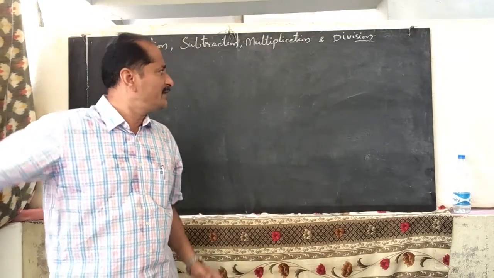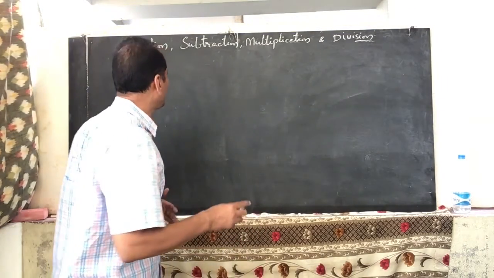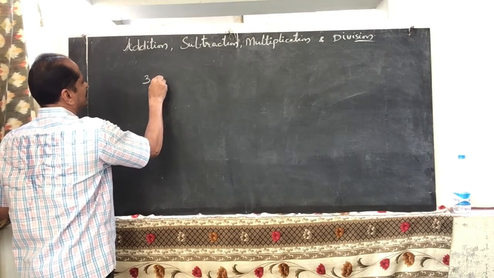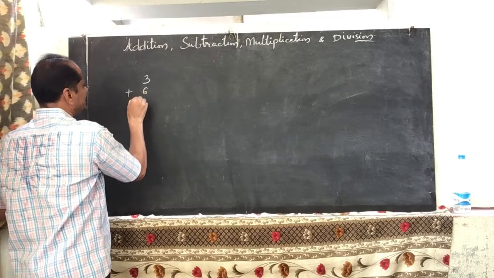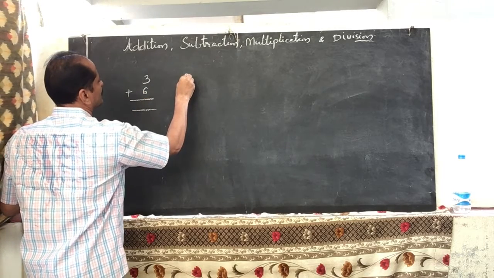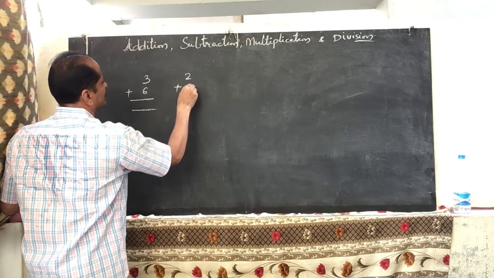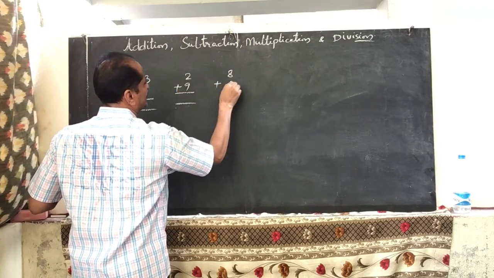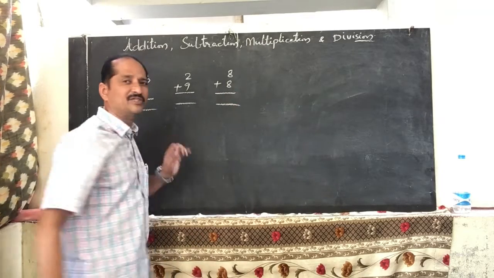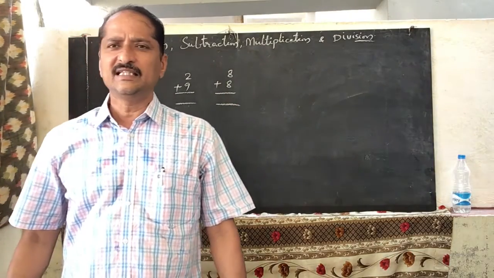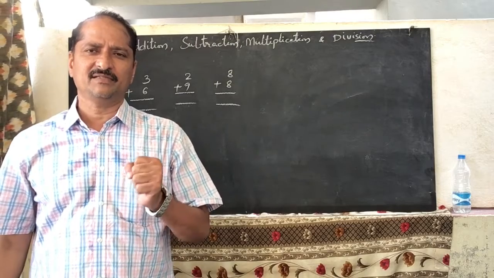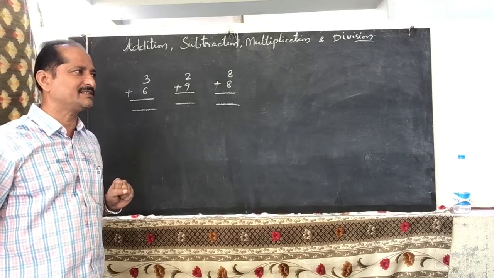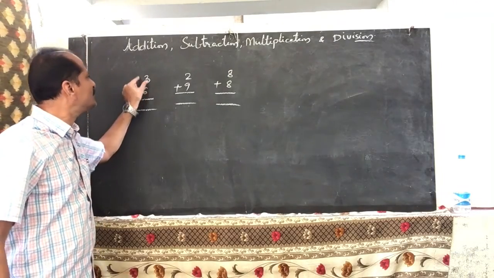So from the beginning onwards you can come. For smaller numbers, for example, 3 plus 6, 2 plus 9, 8 plus 8. You can observe these three examples. In the first one, how can you add? 3 plus 6 means we are adding 6 to 3.